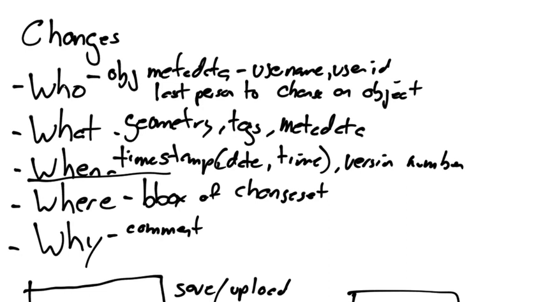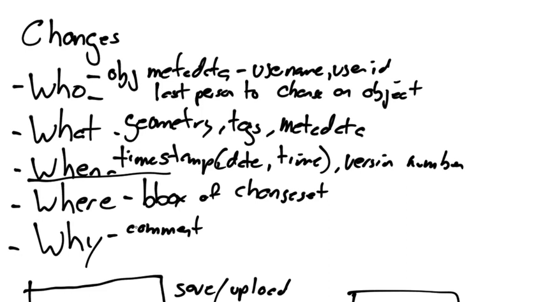So it answers our who, because the who is saved in the change set too. So when you save a change set, you have to give your username and password, so that's also saved in the change set. The what is saved in the change set, that means what changes occurred. Change sets also have timestamps, the where those changes occurred is in the B box, the bounding box of that change set, and the why is located in the comment.